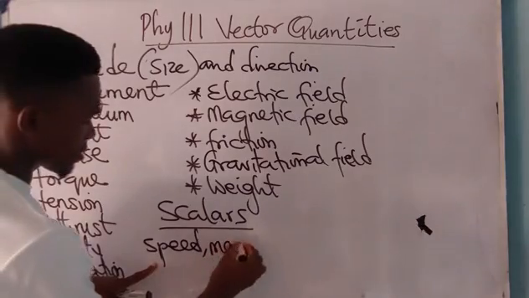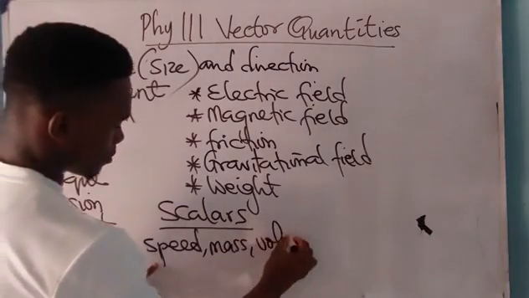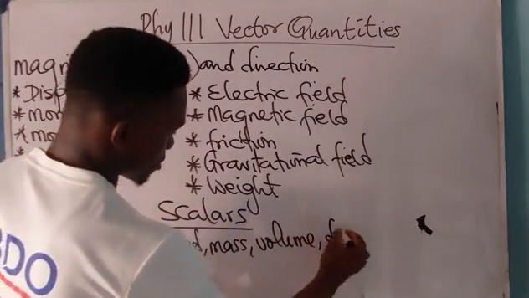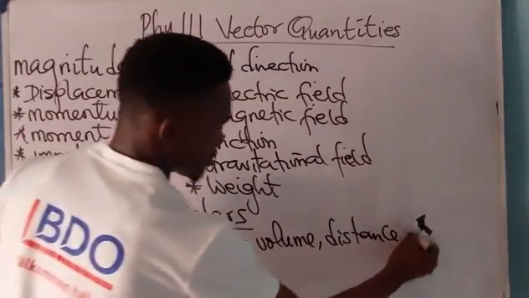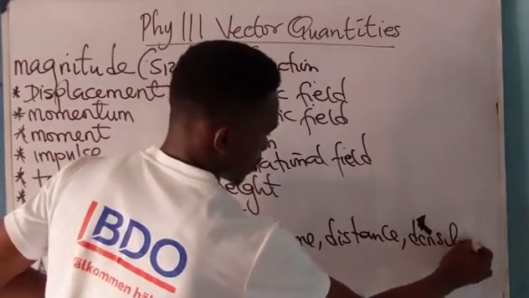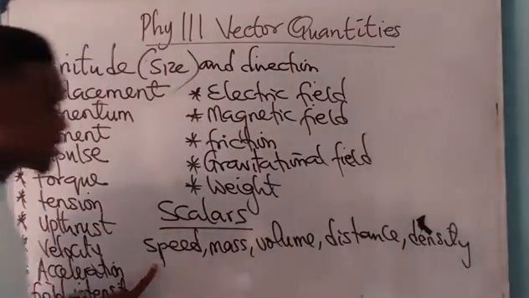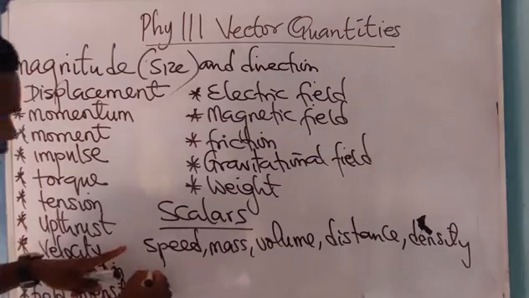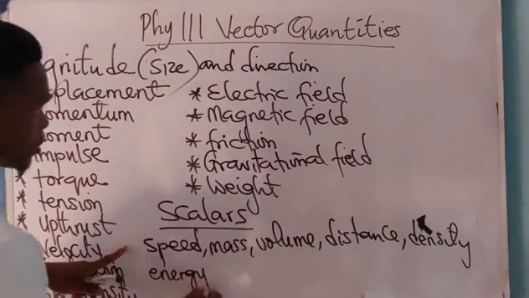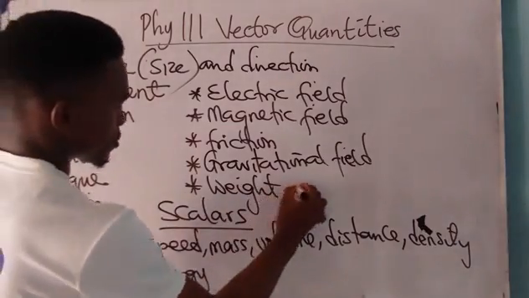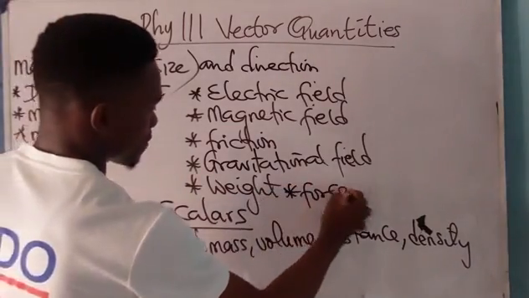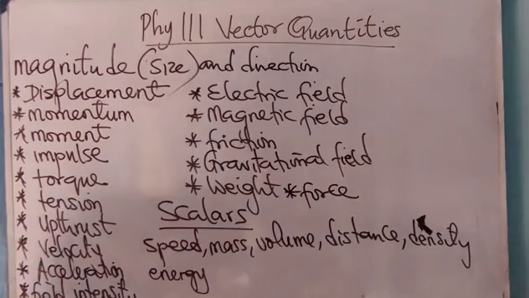You have mass, volume, distance, density, all of these are scalar quantities. Now, energy. Energy is also a scalar quantity. Did I give you force? Yeah. Force is also a vector quantity. Force is a vector quantity.